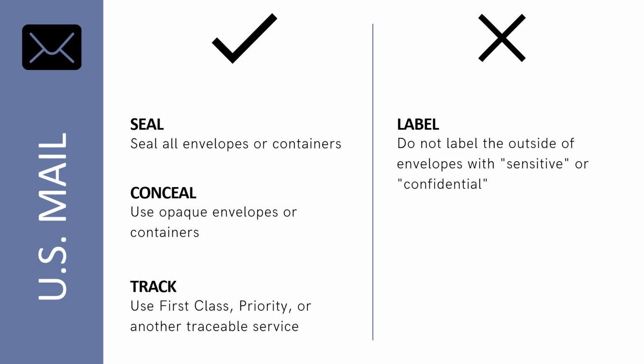US mail. Seal all envelopes and containers that have PPI, and be sure to choose envelopes and containers that are opaque, meaning they cannot be seen through when a light is shown on them. You can track your mail using first class or priority US mail, or another traceable service like FedEx or UPS. Any way to trace where the mail is and when it's delivered keeps that PPI extra secure. Finally, be sure not to label the outside of envelopes or containers with words like sensitive or confidential. Again, we don't want to announce that there's private information inside.